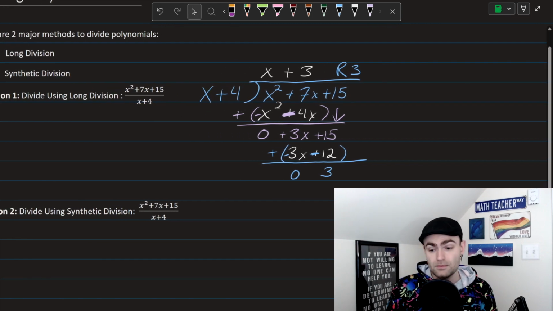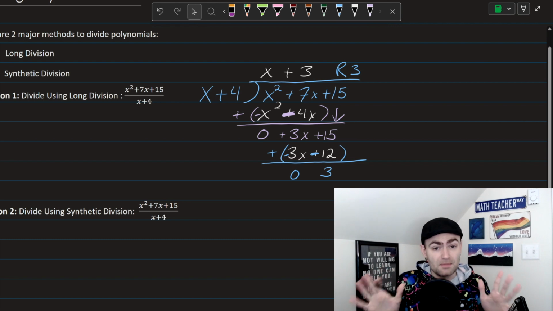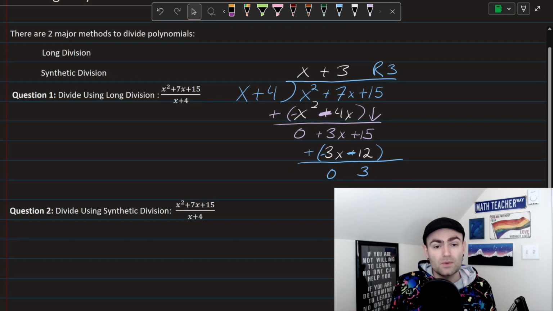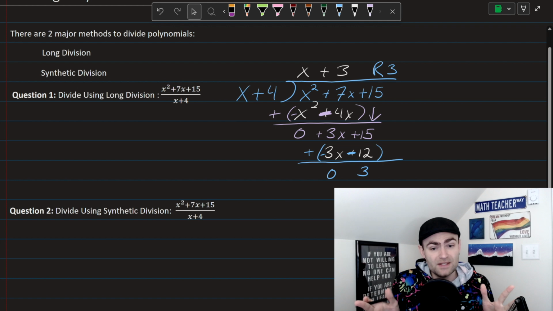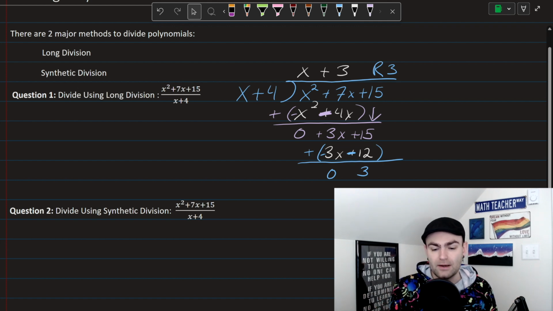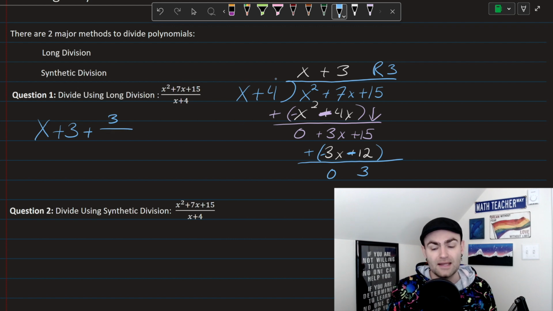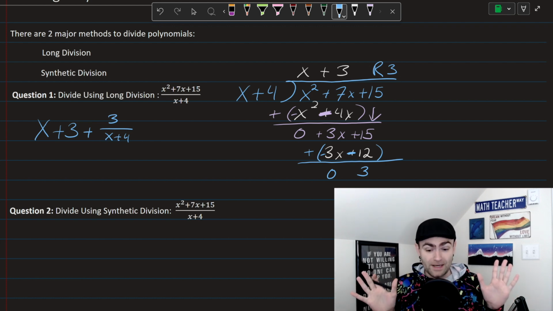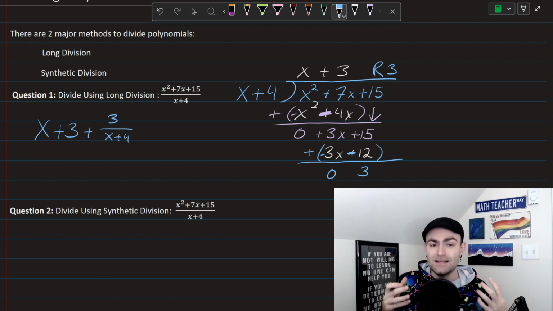Depending on the context, that might be all you need. If you are representing the result of this division, you would write it out as x plus 3 plus, our remainder was 3, so 3 divided by what we were dividing by, so x plus 4. So this is the result of this division. Hopefully not too bad. Synthetic is nicer.